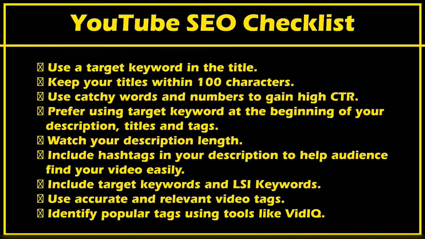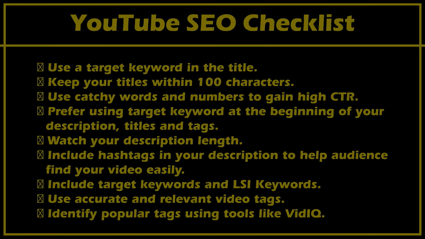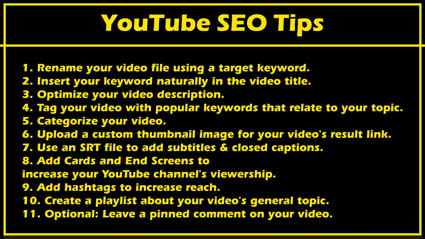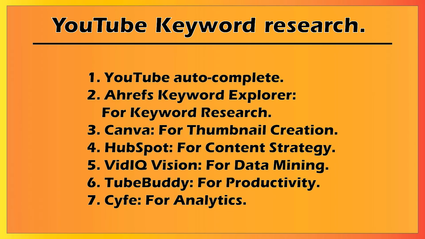YouTube SEO. Keep your titles within 100 characters. Prefer using the target keyword at the beginning of your description, titles, and tags. Use accurate and relevant video tags. YouTube SEO tips: YouTube keyword research, YouTube Autocomplete, Ahrefs Keyword Explorer for keyword research, Canva for thumbnail creation, HubSpot for content strategy, vidIQ Vision for data mining, TubeBuddy for productivity, Sife for analytics.